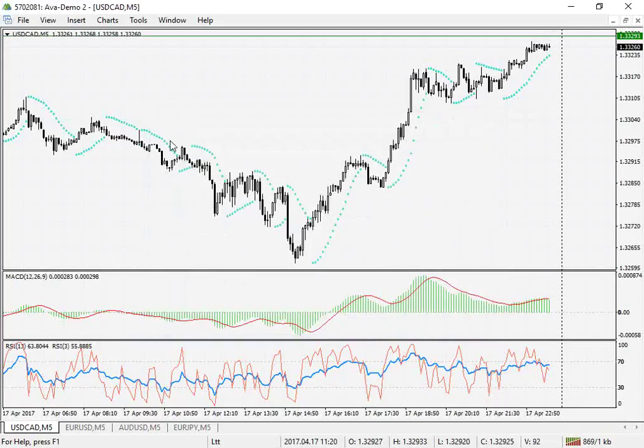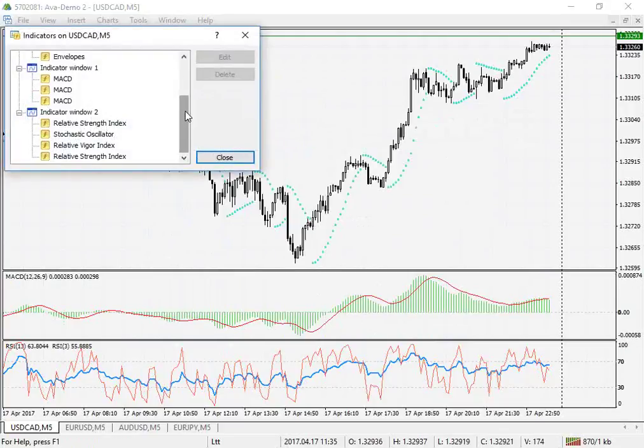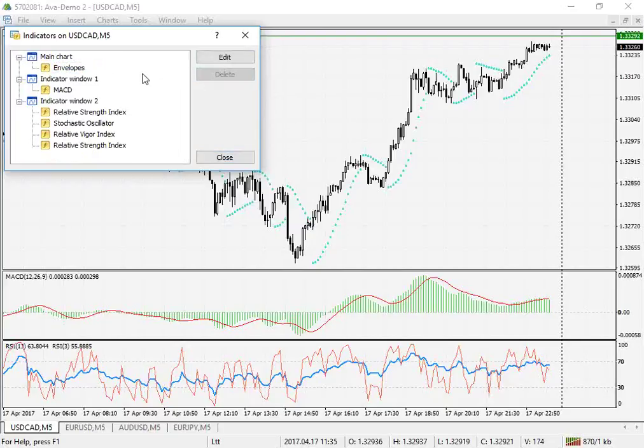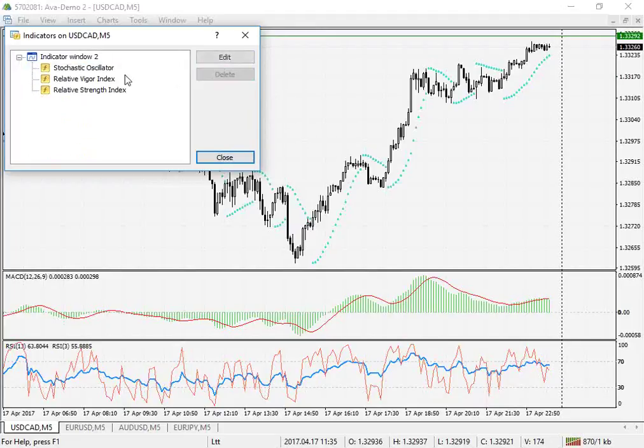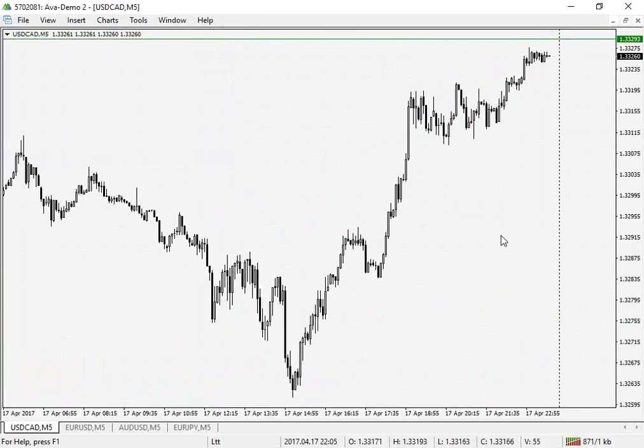Under common, I'm going to activate the asking line. Click OK. Now I want to get rid of all of these indicators that exist there right now by right-clicking on the chart and going to where it says indicator list, and getting rid of all of that stuff that's on there. Just get rid of everything that's there. It's going to get rid of all of that stuff under indicator window number 1, window number 2, and so on, all the way down. Just get rid of everything. And I've got a clean chart. There's my clean chart.